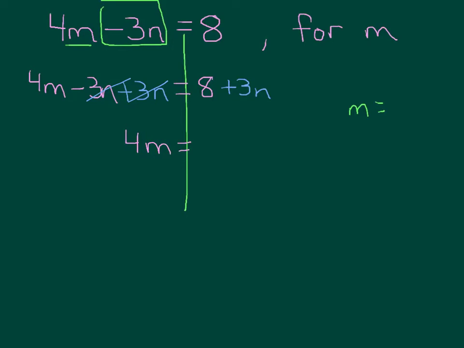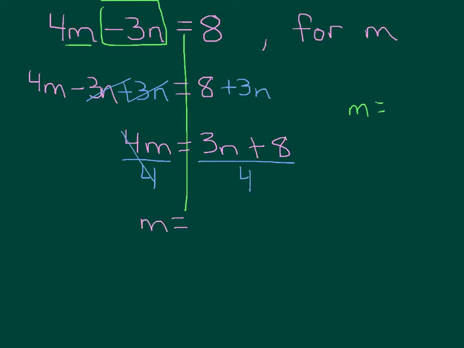I often will write my variable first, 3n, and then my constant last. But it's not wrong if you keep it the other way. And now to get m by itself, I have to get rid of this 4, so I'm going to divide by 4. And here I'm going to divide everything by 4.